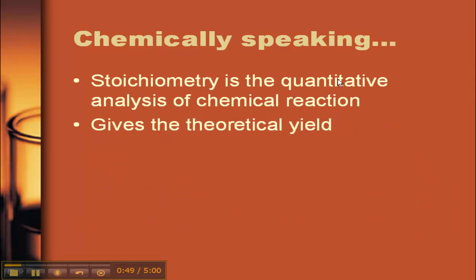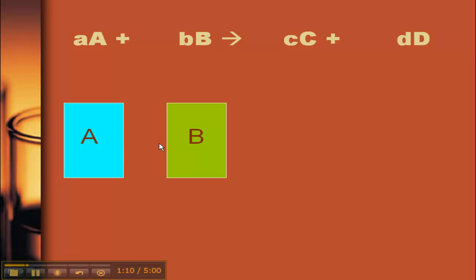So it's the quantitative analysis of a chemical reaction. It's going to give us what we call the theoretical yield, which we'll talk about in the next learning target. Now, if we have a balanced equation here, the little lowercase letters are your coefficients, the uppercase letters are your compounds. If we start out with a given amount of A and a given amount of B, we're not going to have any C or D, because our reactants have to react together to produce the products.